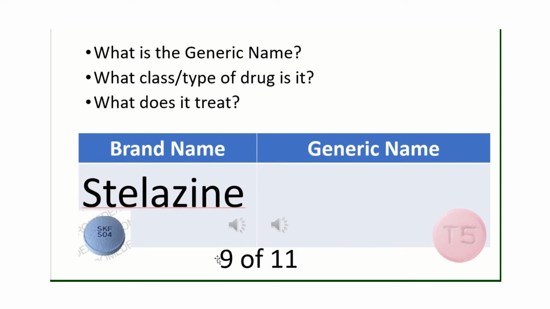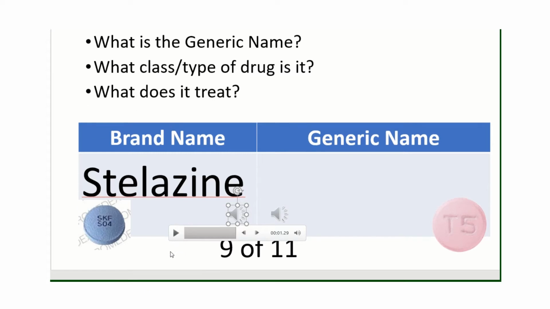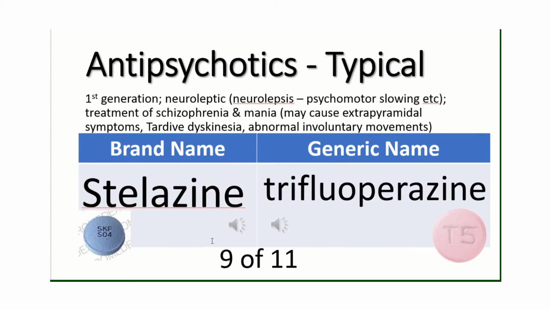What is the generic name for stelazine? What class of drug is stelazine? What does stelazine treat? The generic name for stelazine is trifluoperazine. Stelazine and trifluoperazine are typical antipsychotics. They treat schizophrenia and mania.